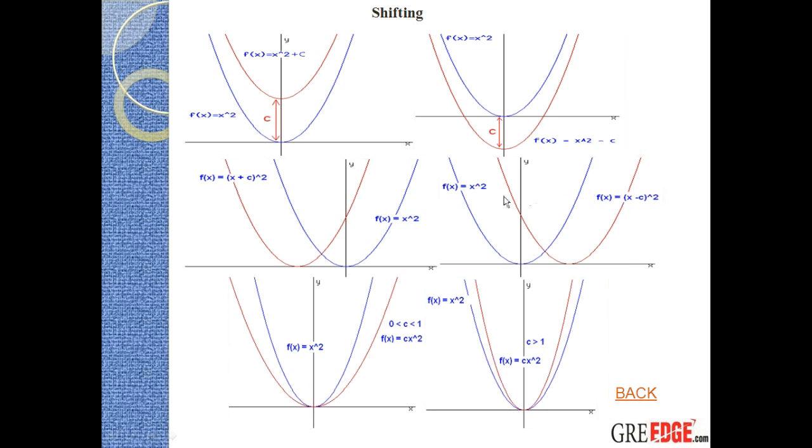If c units is subtracted from x, then the graph gets shifted along the right hand side. Take f of x is equal to x square. You are giving a coefficient of c to x square. C can be in between 0 to 1 or it can be greater than 1.